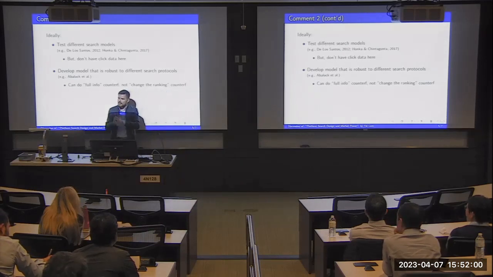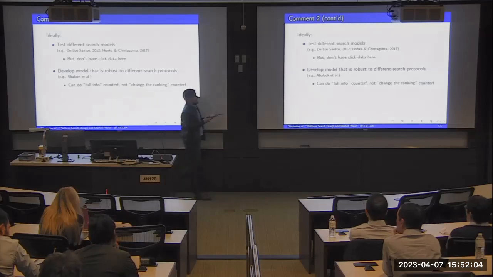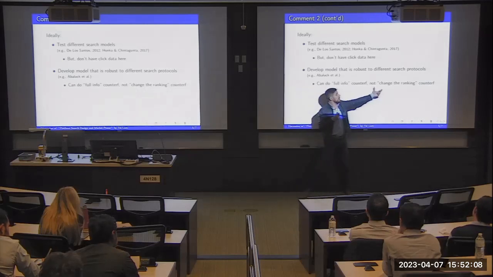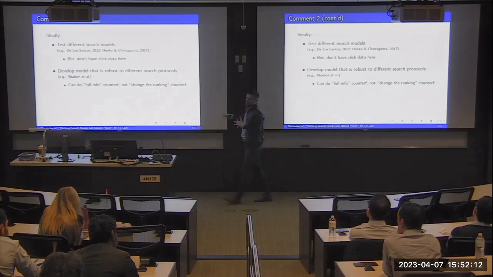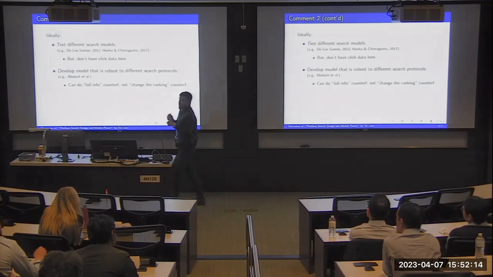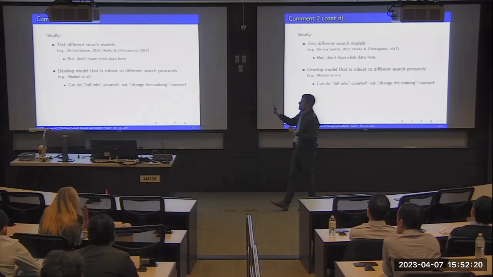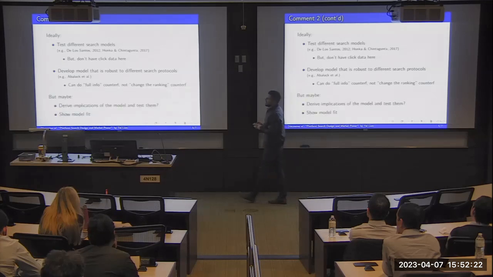So you're not committing to one search model, you're trying to be a little bit agnostic. But this approach allows you to do full information counterfactual, which you do in the paper. It doesn't really allow you to say what would happen if the rankings change, because that then is going to require an understanding of how consumers are searching. So you do need to commit to one search protocol in doing this. And so I think these options are not really viable in this case.